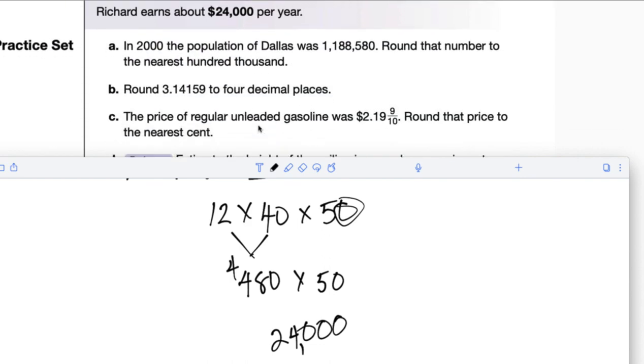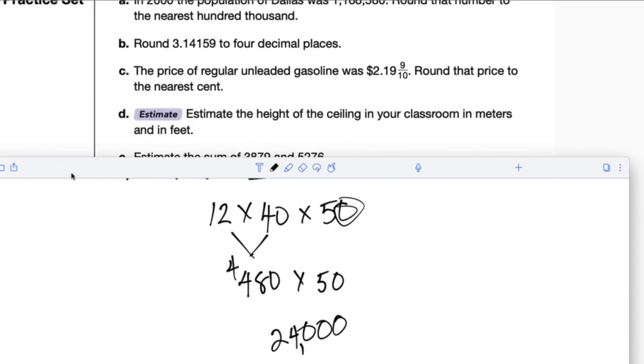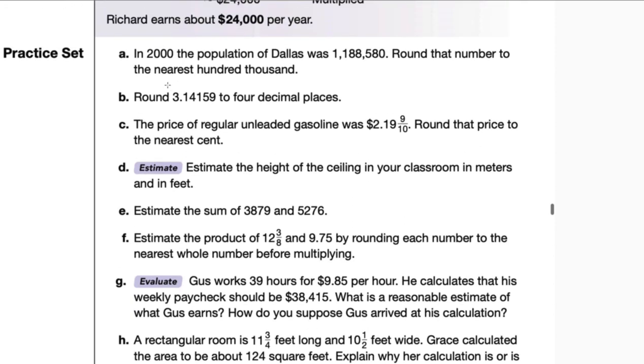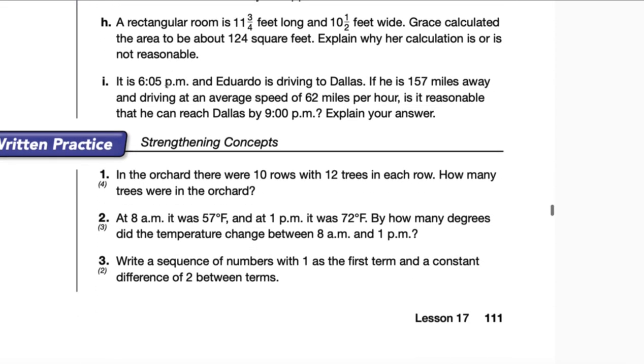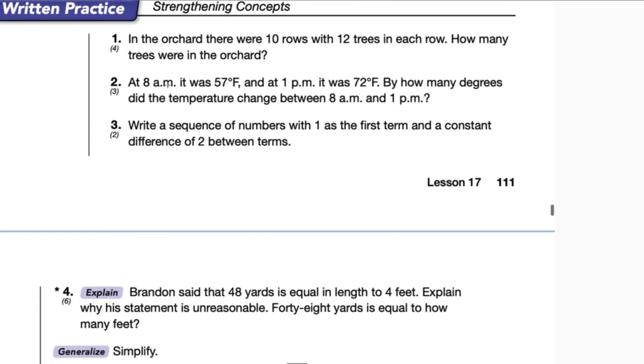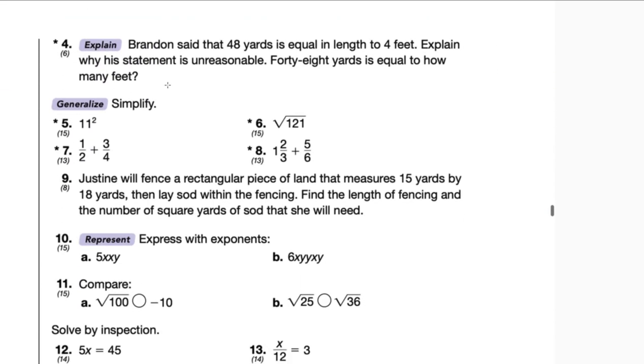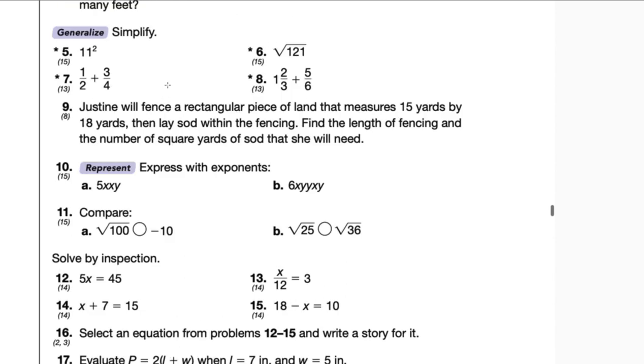All right, let's see if we got no more problems. We just have our practice set. You know what I want you to do, all of the practices, and I also want you to do the odd number written practice problems. And of course, read the even ones because they could be on your test.